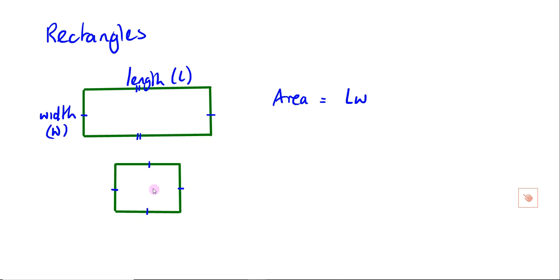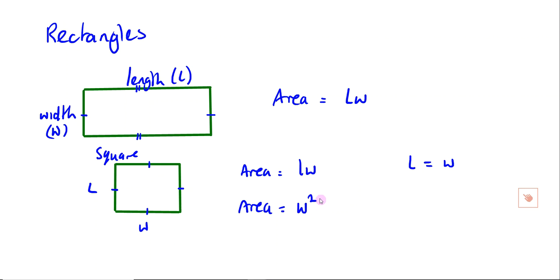Now it's a square, maybe I should label it a square. Area is still length times width, but I can also say that length and width are the same. Therefore, I could say that area is actually the width squared, width times width, because they're the same thing. Or because length is the same as width, I could also say that the area is length squared.